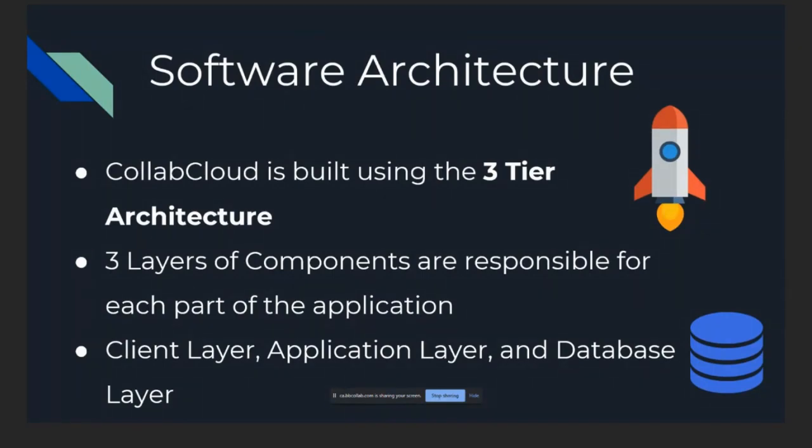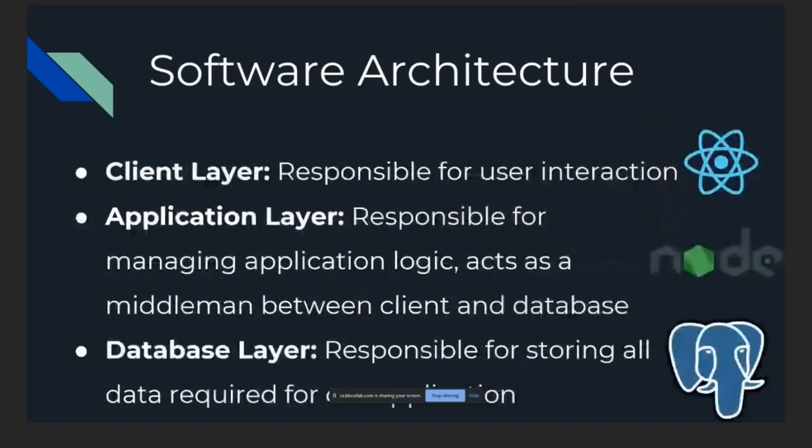I'll go into a bit more detail for each layer. If we look here, the client layer is the topmost layer of the application. It's the only layer that the user is able to view and interact with. The main function of this layer is to accept user input and then display output based on any user requests.